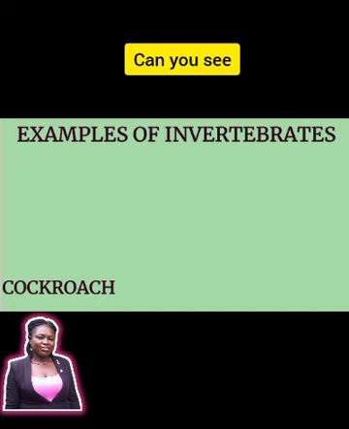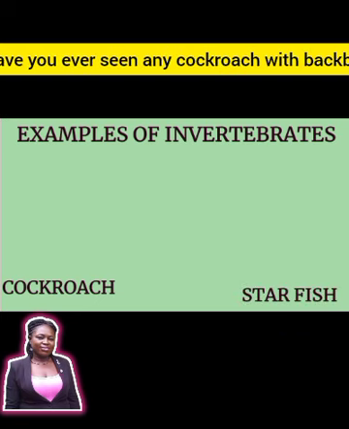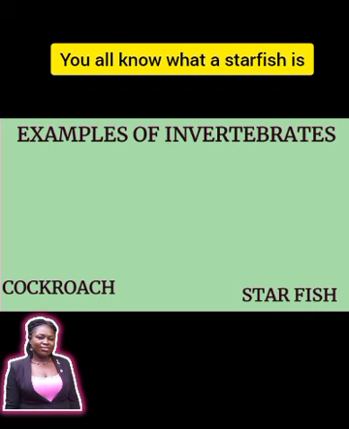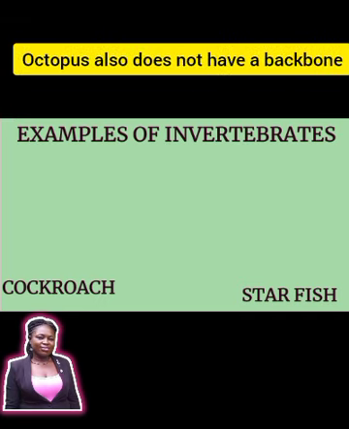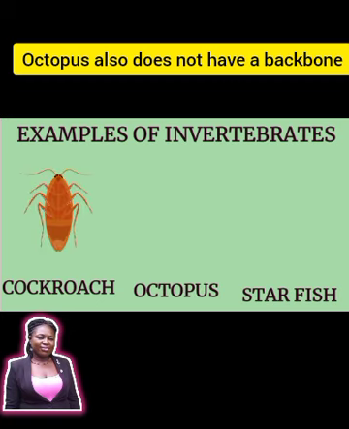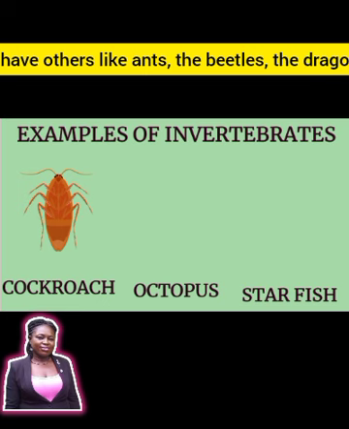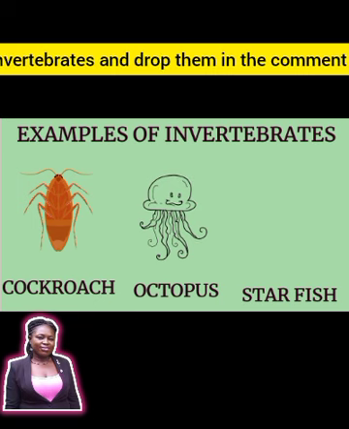Can you see? Does a cockroach have a backbone? Have you ever seen any cockroach with a backbone? Starfish. You all know what a starfish is. It doesn't have any bone. Octopus also does not have a backbone. We have others like ants, the beetles, the dragonflies. So, can you think of more examples of vertebrates and invertebrates and drop them in the comment section?